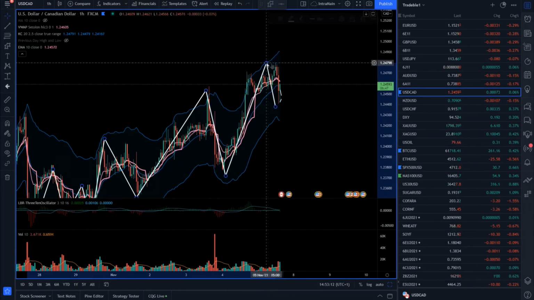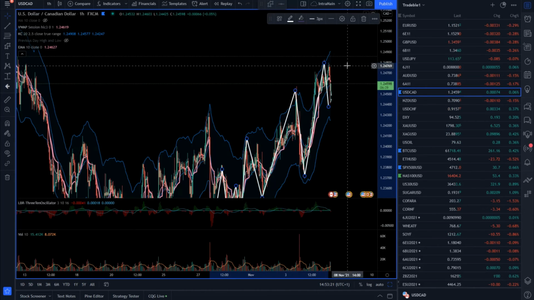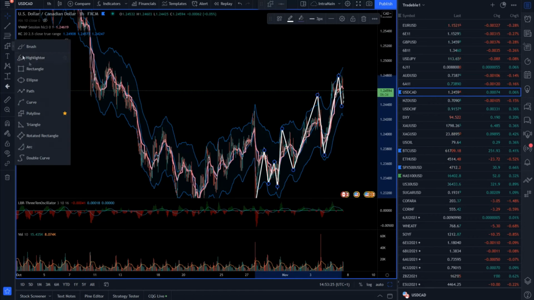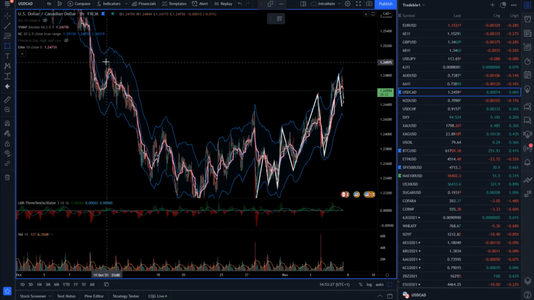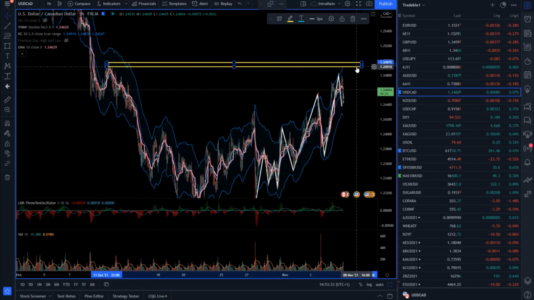So I will not be surprised to see the price, USD CAD, regain 1.2479, 480, and eventually attack even higher prices. So watch for those bull opportunities. I think this is a pretty interesting bull opportunity based on this strategy again. 1.2495, 497 can be the next area to watch.